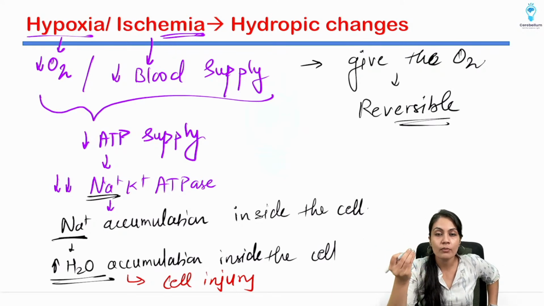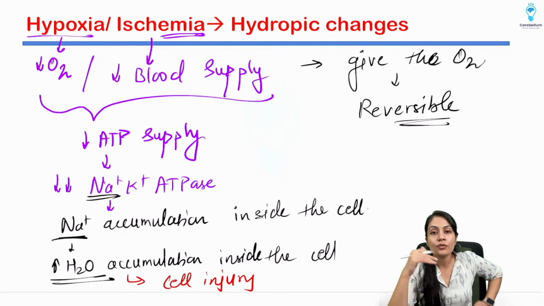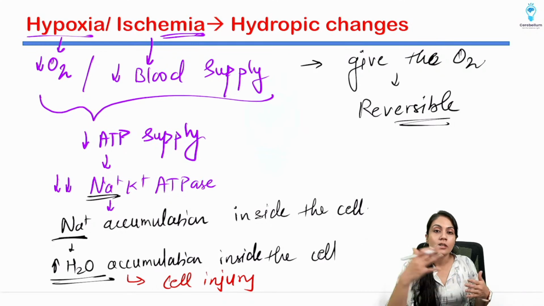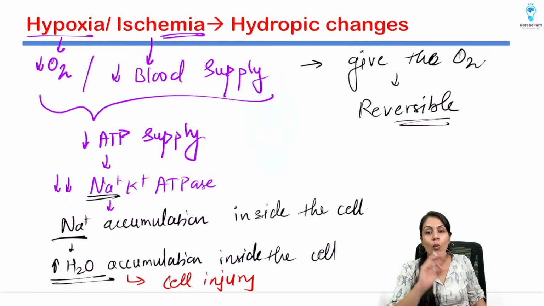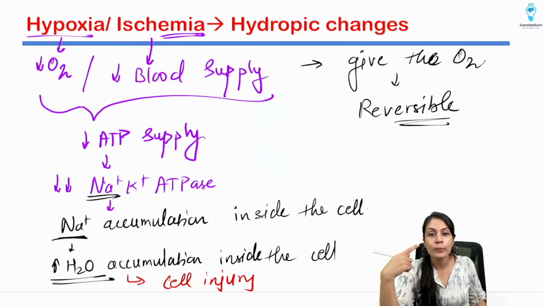But in the accurate amount of time, or initially if we start giving the oxygen back again, or whatever problem was there because of which hypoxia or ischemia was occurring, if we treat the cause, definitely the oxygen supply will be provided back, or the ischemia will be removed, so the blood supply will be provided, and all the things will start getting normalized again. And that's why it's important to treat the patients very, very quickly.